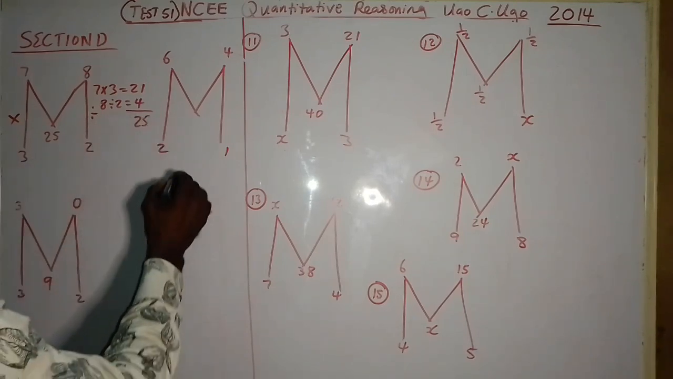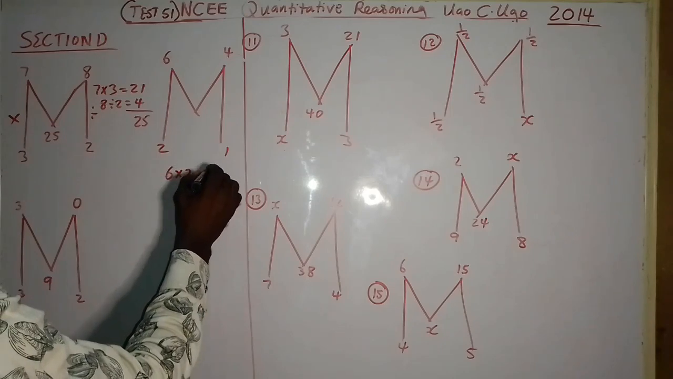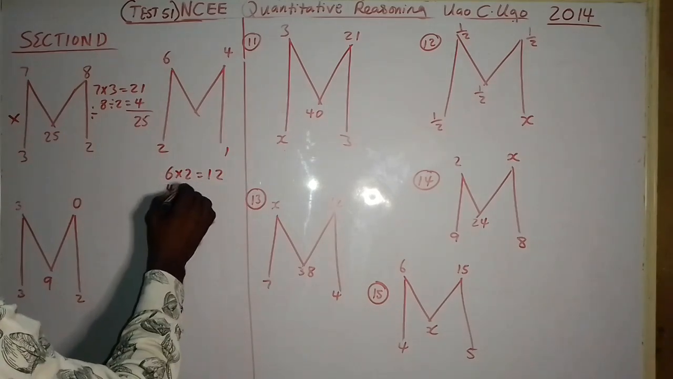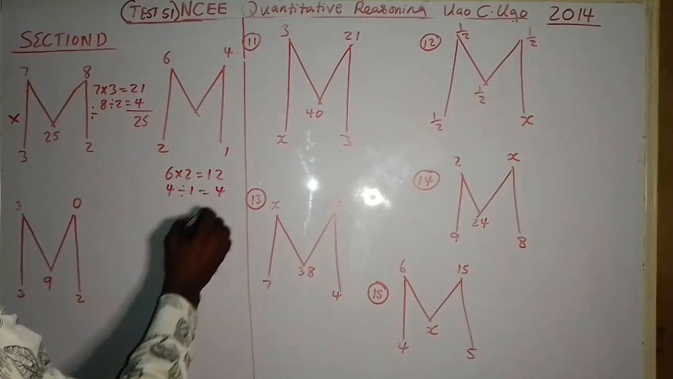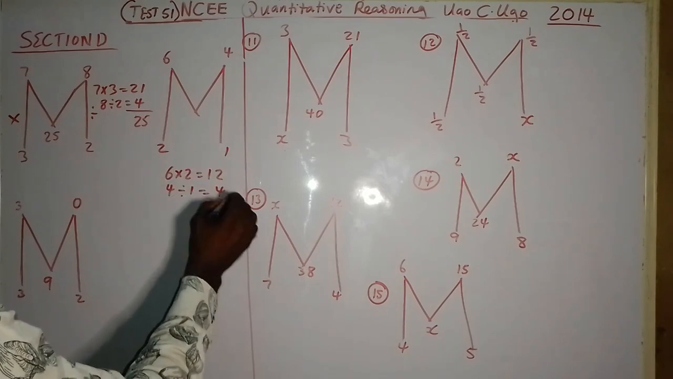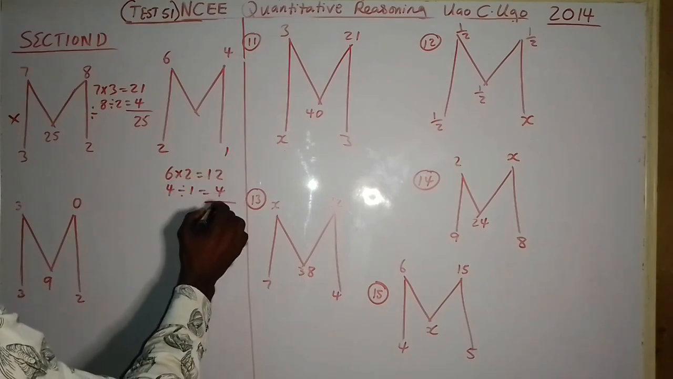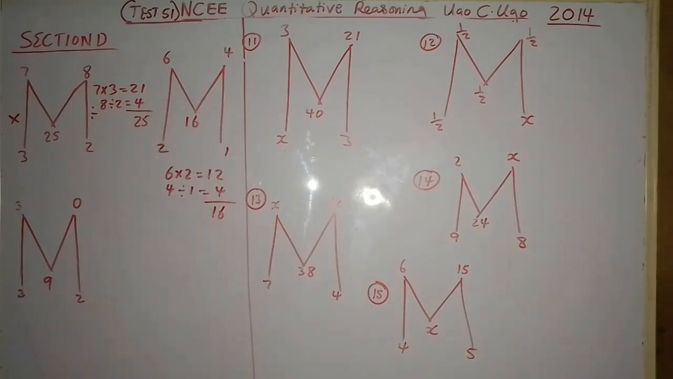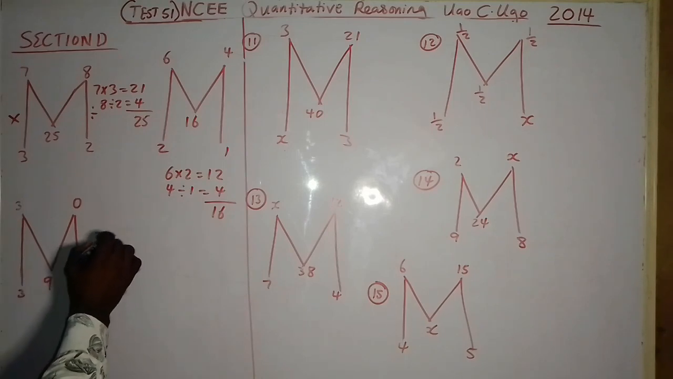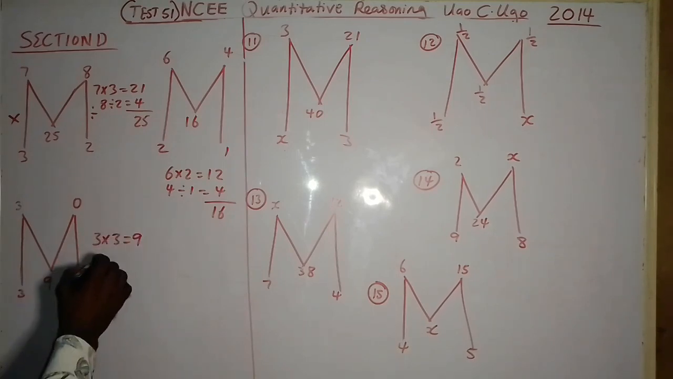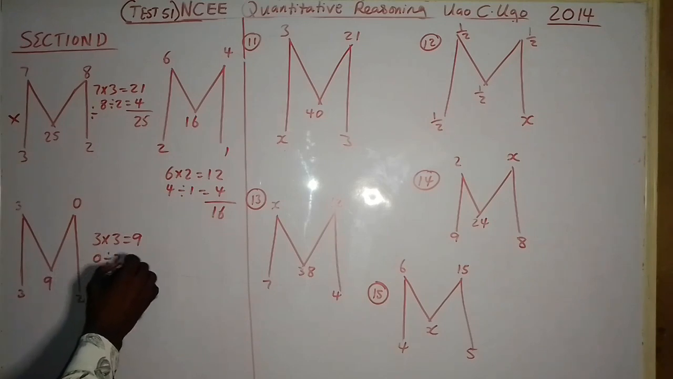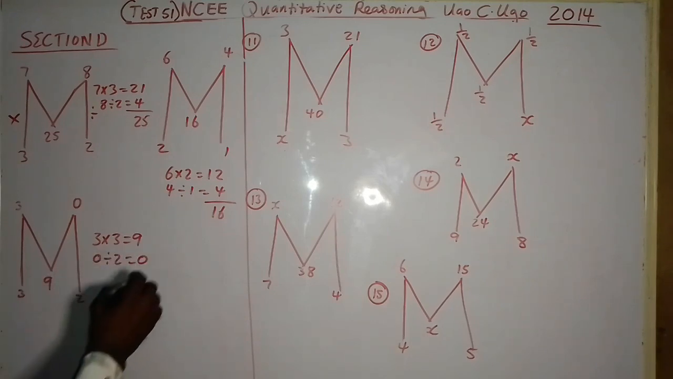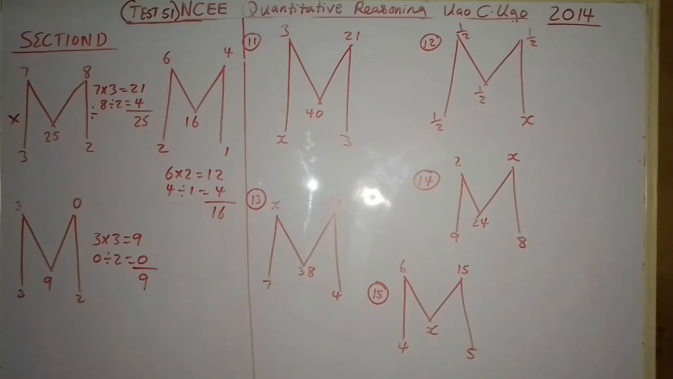Now let's try the second one. 6 times 2, that's going to give us 12. 4 divided by 1 is going to give us 4. So 12 plus 4 is going to give us 16. So the missing number here is 16. Let's try the next one. We have 3 times 3 equals to 9. And 0 divided by 2 is going to give us 0. Undefined. So 9 plus 0 is going to give us 9, which is the number here.